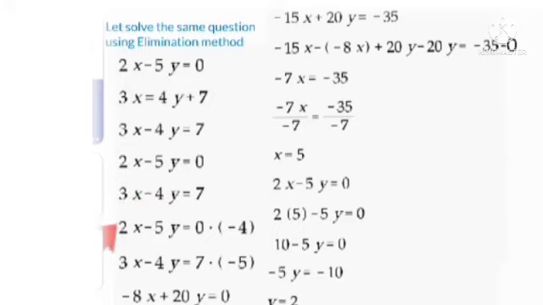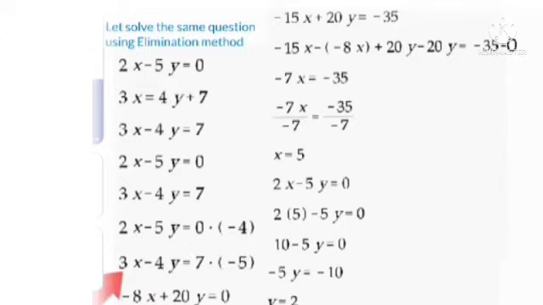So in this case, let's assume we want to eliminate y, for example. That's exactly what we're going to do here. We're going to eliminate y in this example. So we're going to multiply the whole of equation 2 by negative 5 and then multiply the whole of equation 1 by negative 4, which is exactly what we did here. You see 2x minus 5y is equal to 0 times negative 4. This negative 4 is the coefficient of y in equation 2.